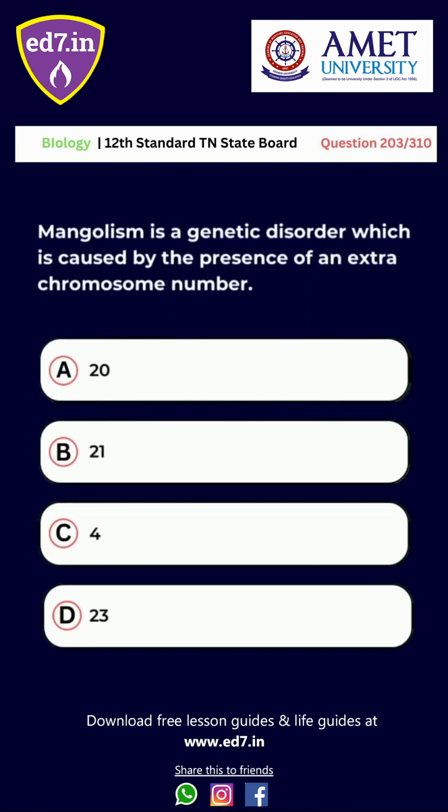Question number 203. Mongolism is a genetic disorder which is caused by the presence of an extra chromosome number A, 20, B, 21, C, 4, D, 23. And the right answer for this question is option B, 21.